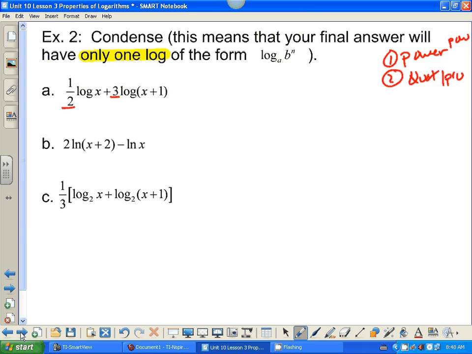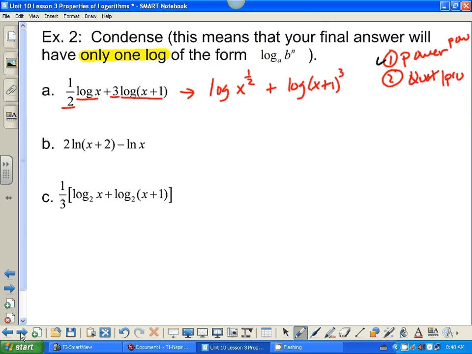All right, so notice, I see this 1 half in front of the log, I see the 3 in front of the log, and they're being multiplied. So this means I've got some powers going on. So I can rewrite this as log of, I rewrote that poorly. I have log of x, we're dealing with the common log since I don't see a base there. Log of x raised to the 1 half plus the log of the quantity x plus 1 raised to the third.